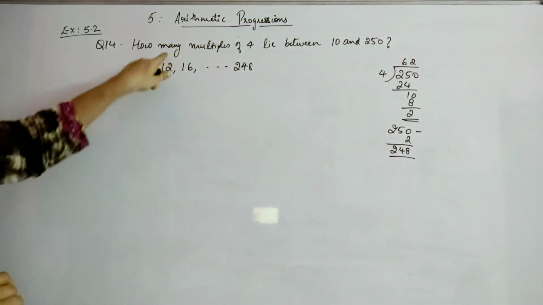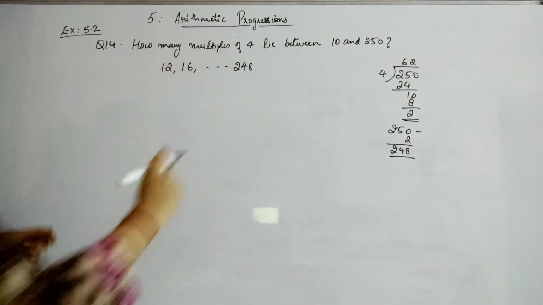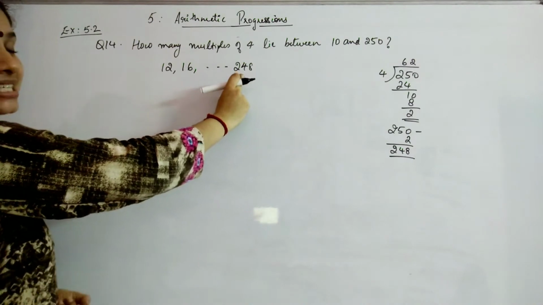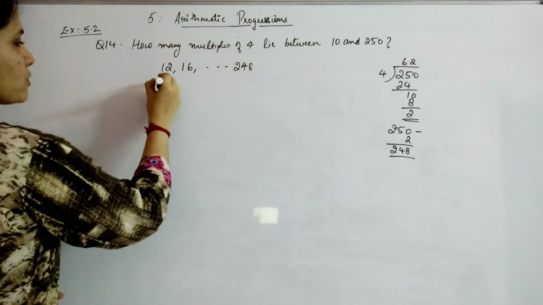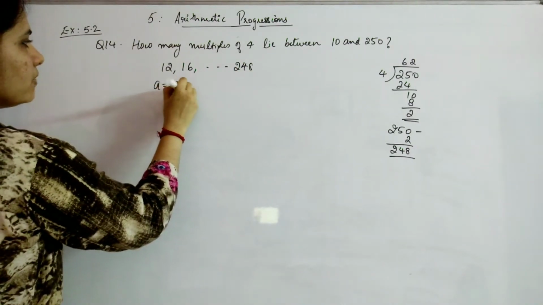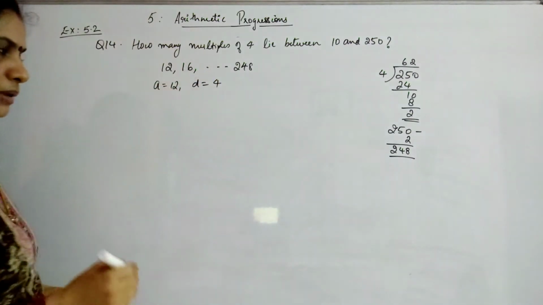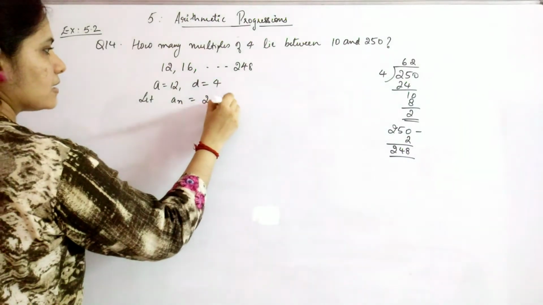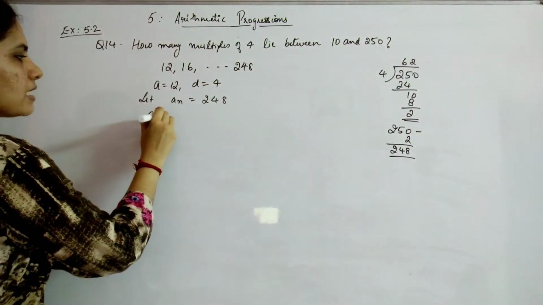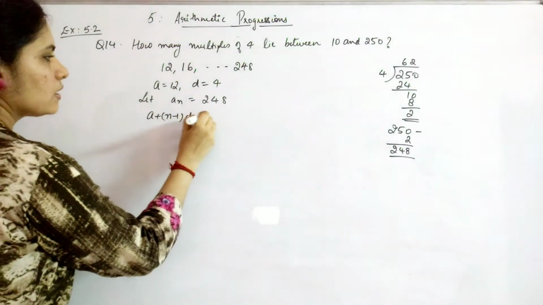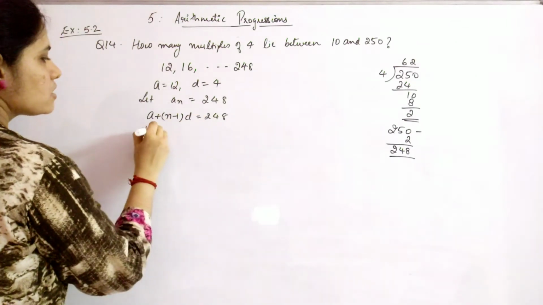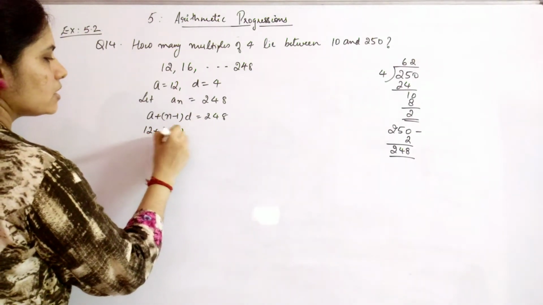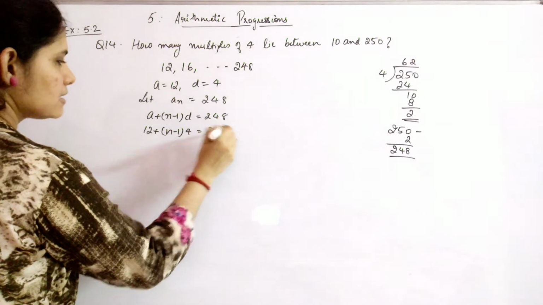Understood? Now again, to find how many, you have to find n. So we will take 248 as your nth term, right? Here you have a equal to 12, d equal to 4, obviously, and let an be equal to 248. Okay, an is a plus n minus 1 into d, equal to 248.